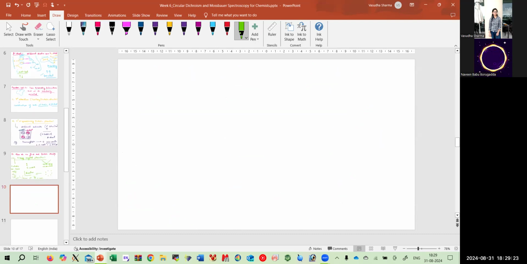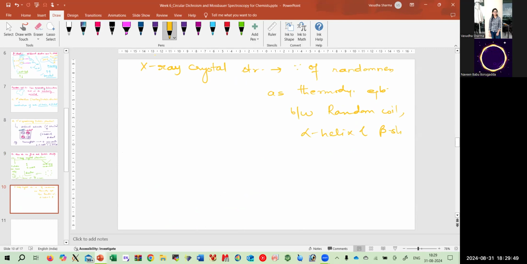So what is the solution for it? We got to know that X-ray crystal structure can't be the solution because of the randomness, as well as the thermodynamical equilibrium between the random coil, alpha helix, and the beta sheet. So when something is continuously changing its structure, we can't really identify the crystal structure of it. So what is the solution?